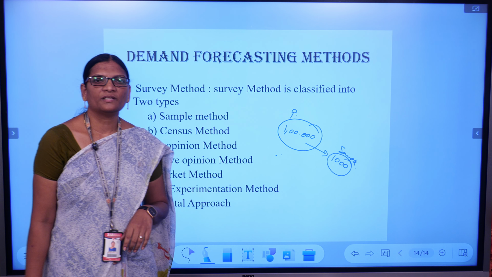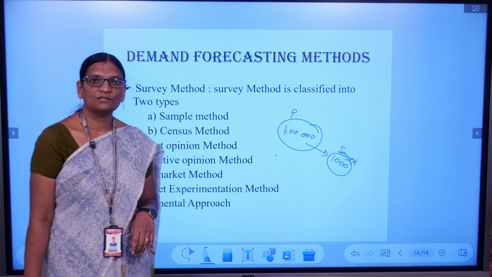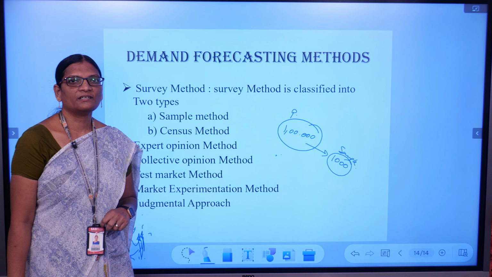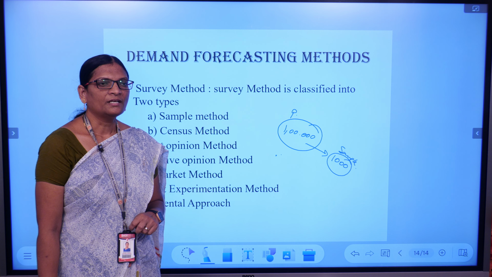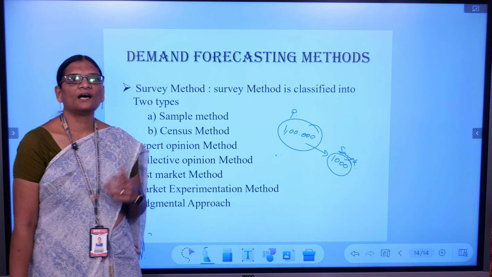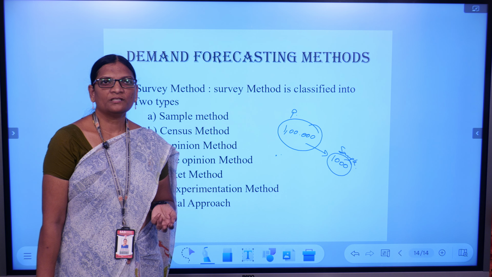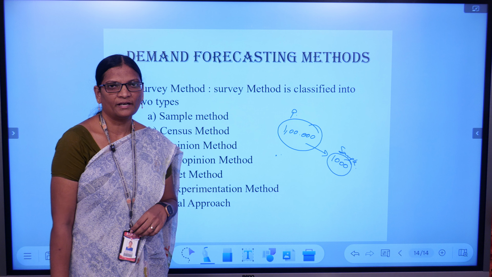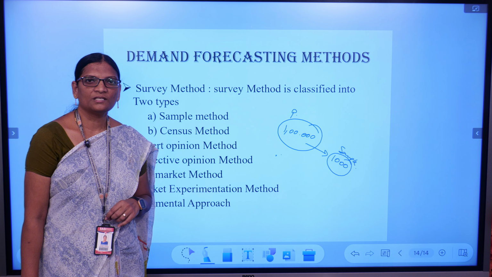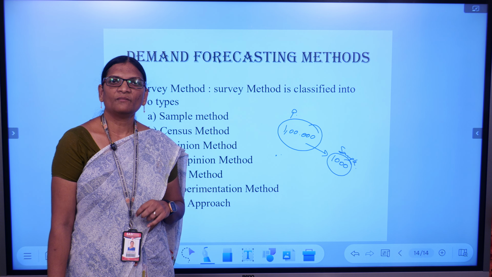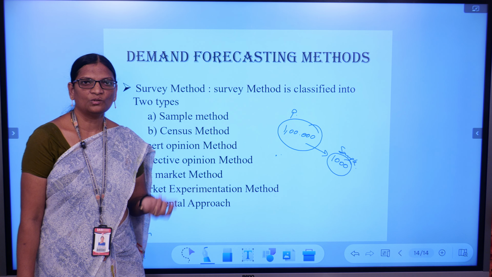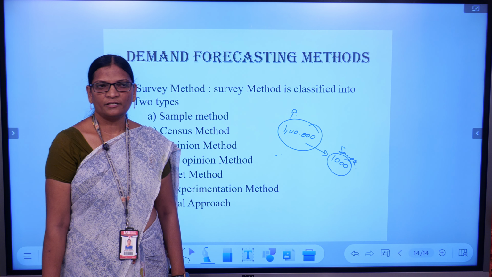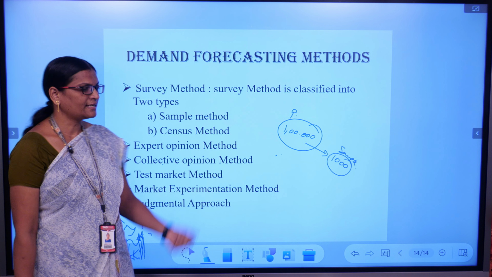Next, expert opinion method. It is also called by a technical name, the Delphi technique. So the Delphi technique is also called the expert opinion method. In this, the analyst will ask product related or demand related questions to different experts who come from different backgrounds, and all these people will discuss with each other, and they may come to a good conclusion. Based on those conclusions of different experts, the analyst may estimate the demand of a certain product.